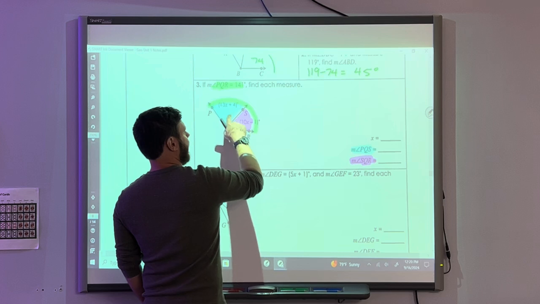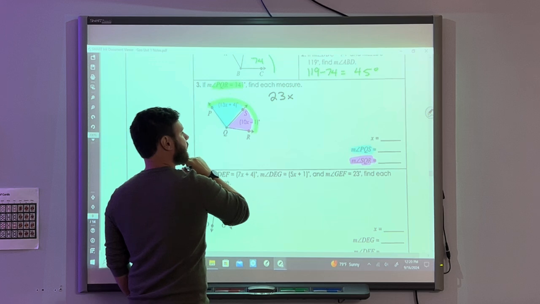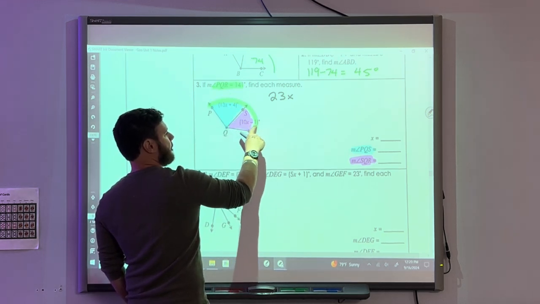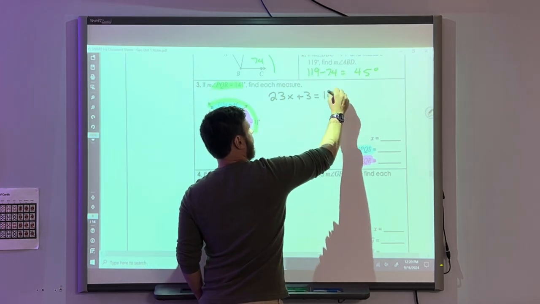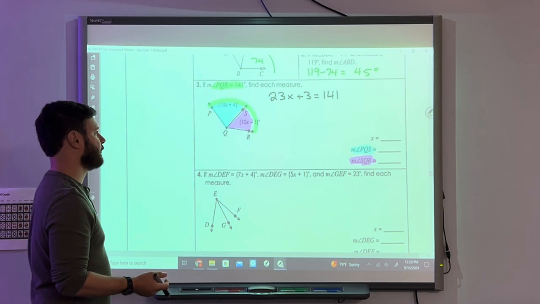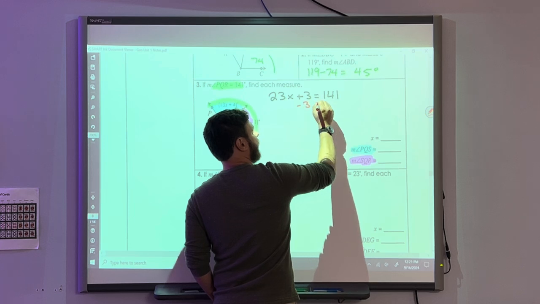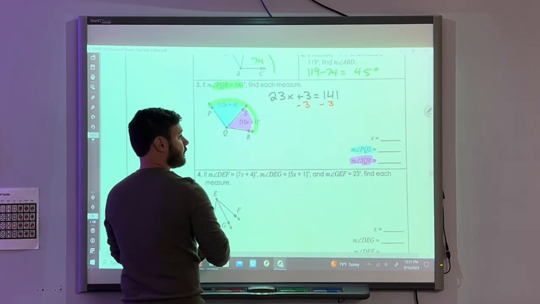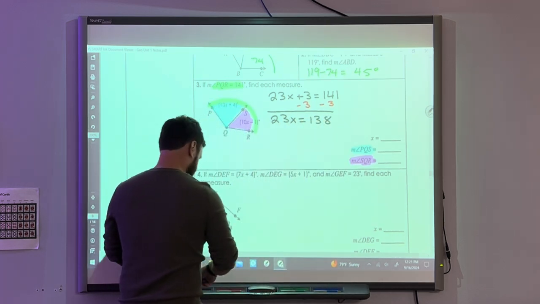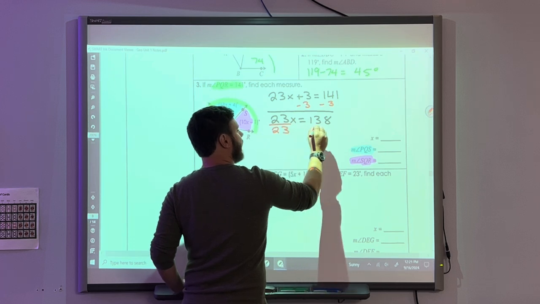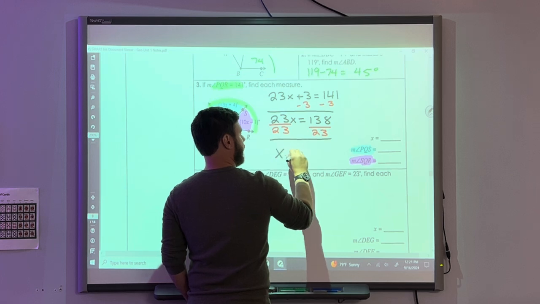So let's just combine our x's right now. 13x plus 10 more x is 23x. Plus 4 minus 1 is still plus 3. And all of this together is the 141. Okay, so now we have to solve for x. Subtract 3. 23x equals 138. And if we divide by that 23, we get x all alone. X equals 6.